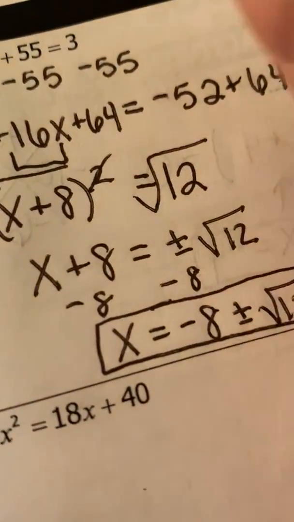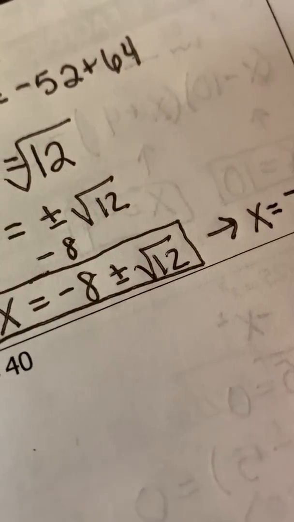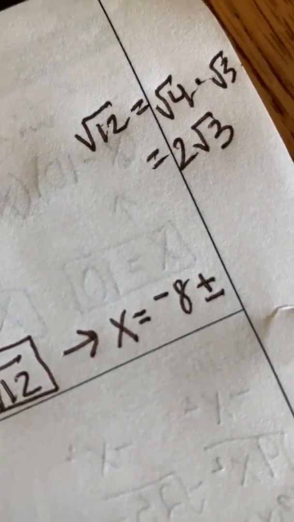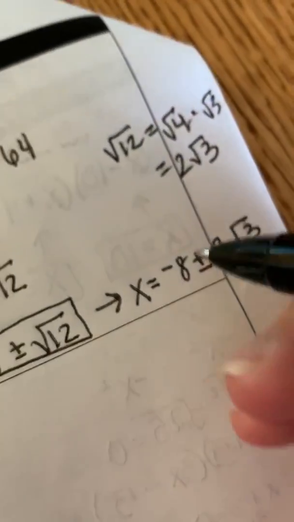We could simplify the radical because 4 times 3 is 12. So let me show you what that answer would look like. x would equal negative 8 plus or minus, all right, let's go up here and do some side work. The square root of 12 is equal to the square root of 4 times the square root of 3. The square root of 4 is 2. So we can rewrite the square root of 12 as 2 times the square root of 3. So our answer in simplified form would be negative 8 plus or minus 2 times the square root of 3.